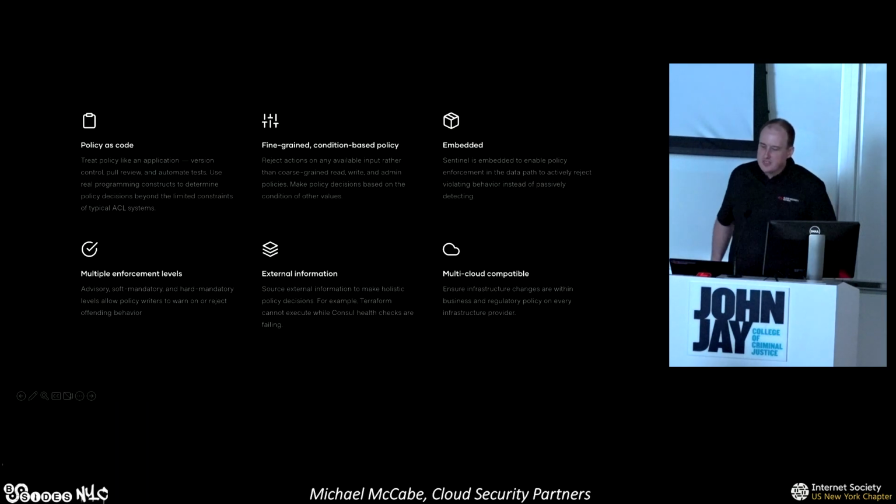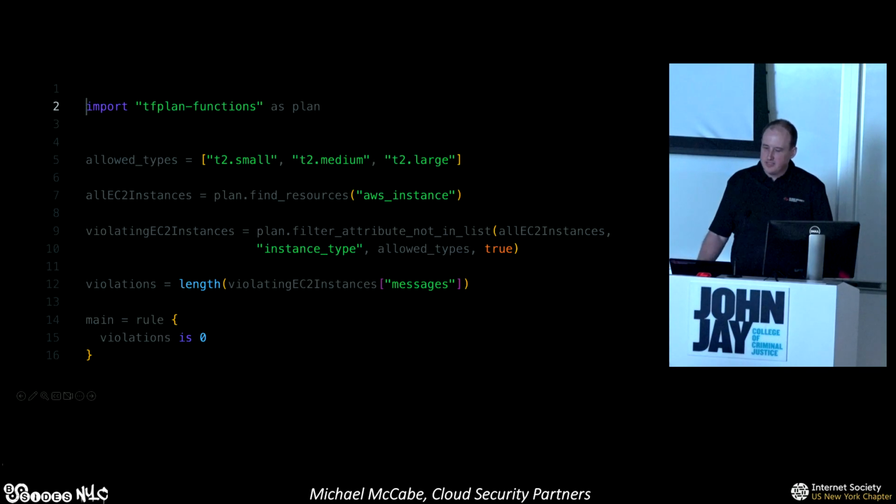So what are some of the benefits of policy as code, which is what these tools are called? You can write very fine-grained checks against your environment. They're embedded. You can write multi-cloud rules. You can get external information. And I think they both offer ways to do hard mandatory and soft mandatory rules. And so what do these actually look like?